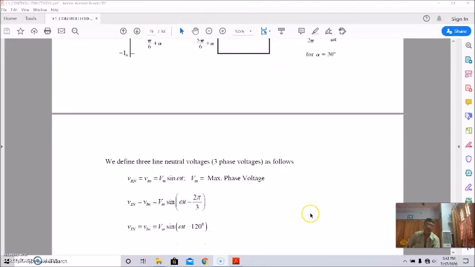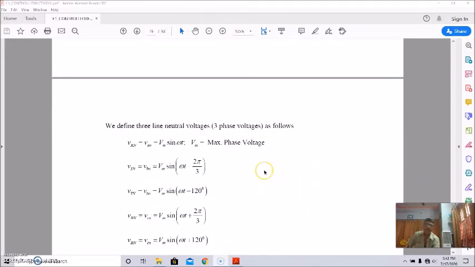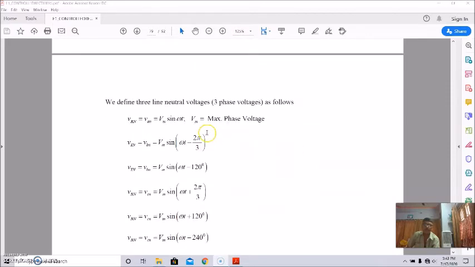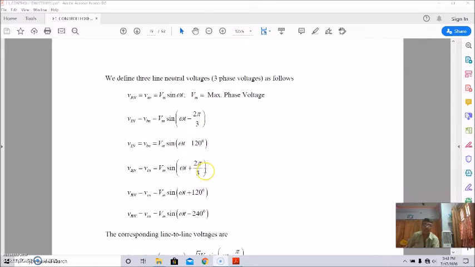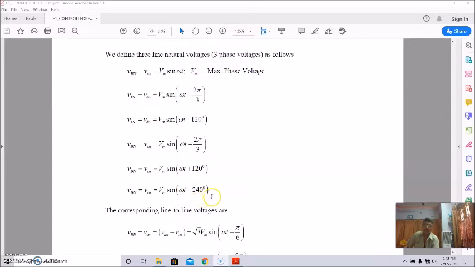We can define the three line to neutral voltages, that is the three-phase voltages, as follows. VRN, which is nothing but VAN, is Vm sin omega t, where Vm is the maximum phase voltage. VYN, that is VBN, is Vm sin omega t minus 2 pi by 3, that is omega t minus 120 degree. VCN is Vm sin omega t plus 2 pi by 3, that is Vm sin omega t plus 120 degree, or you can say Vm sin omega t minus 240 degree.